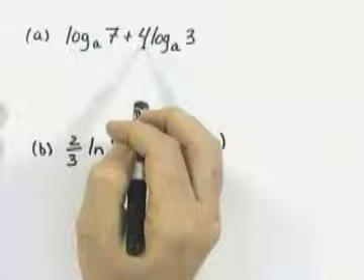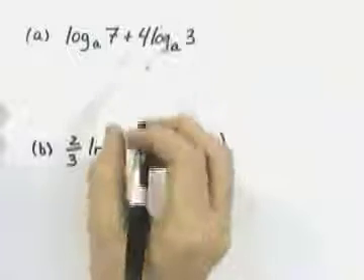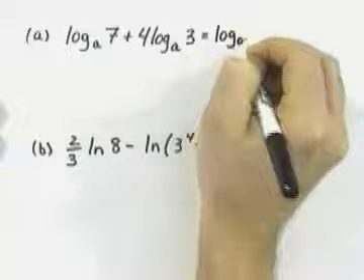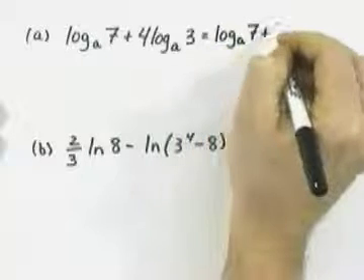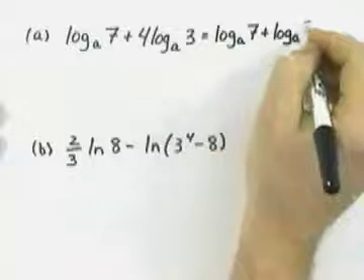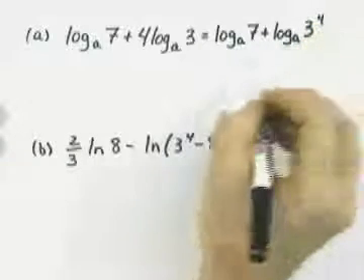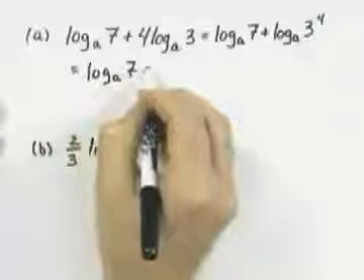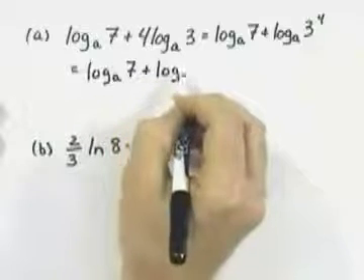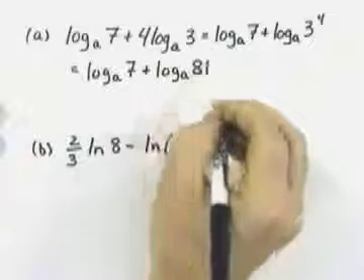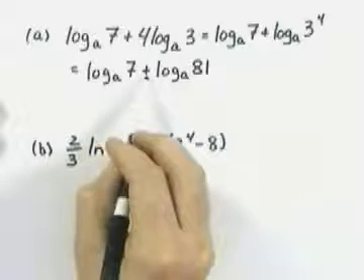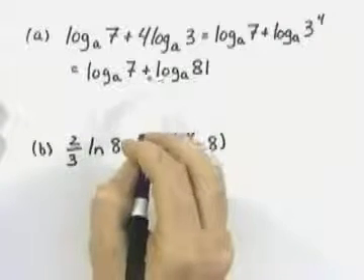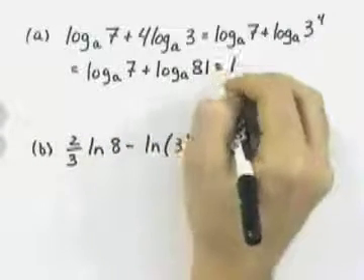Whenever you have a coefficient on a log, that coefficient can be written as an exponent on the argument to the log. So I'm going to have log base a of 7 plus log base a of 3 to the 4th power. Then what I have is log base a of 7 plus log base a of 81. Now I'm taking the sum of two logs with the same base on the log. Therefore, the sum of these logs can be written as the log of the product.